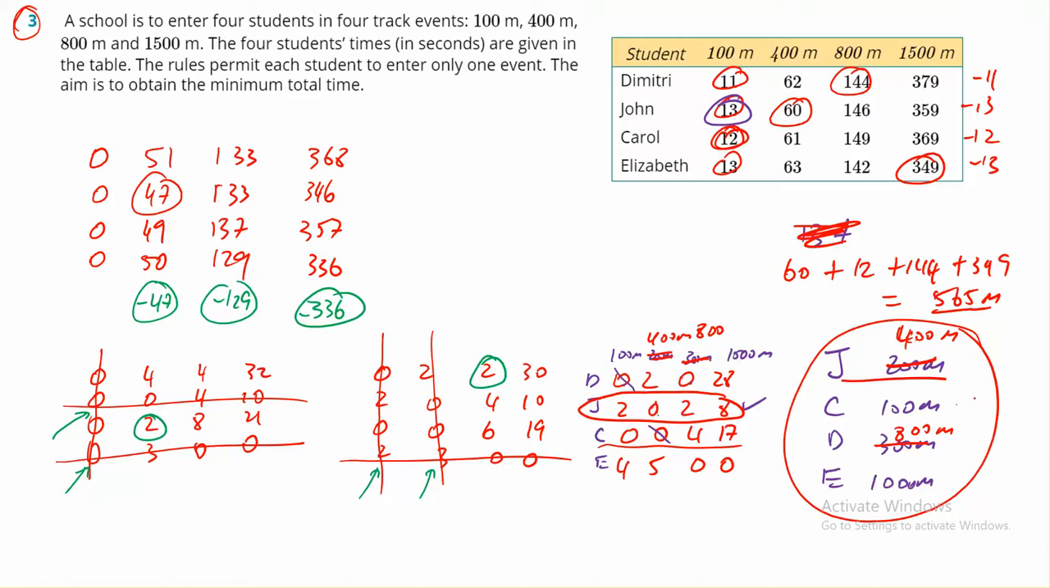So you do Carol, and then you do who's next? You do Dimitri because if 100 is taken, then Dimitri has only got 800 to do, and then finally Elizabeth has no choice but to do the 1,000. So that's how you do the allocation.